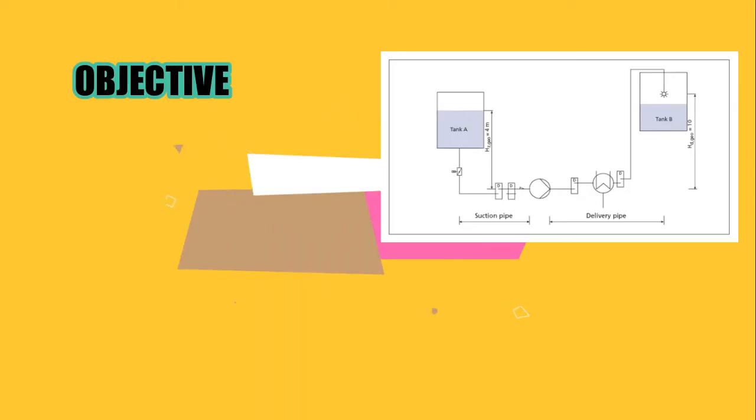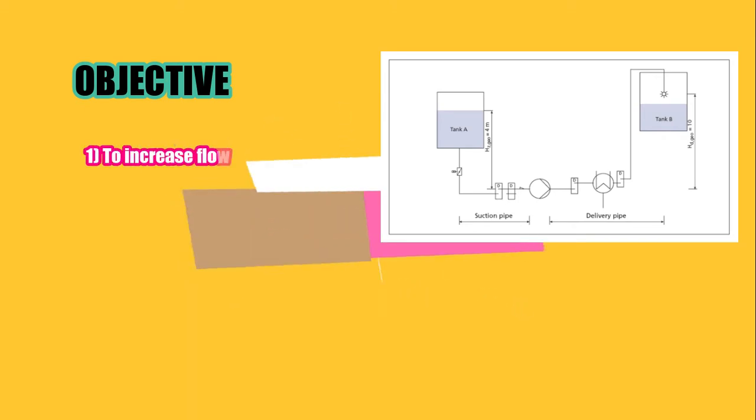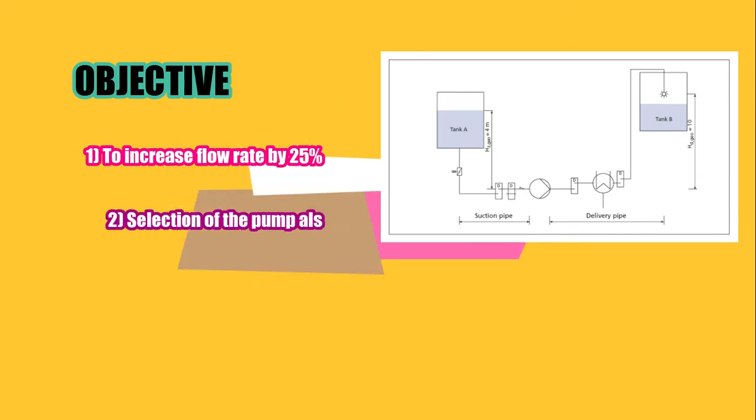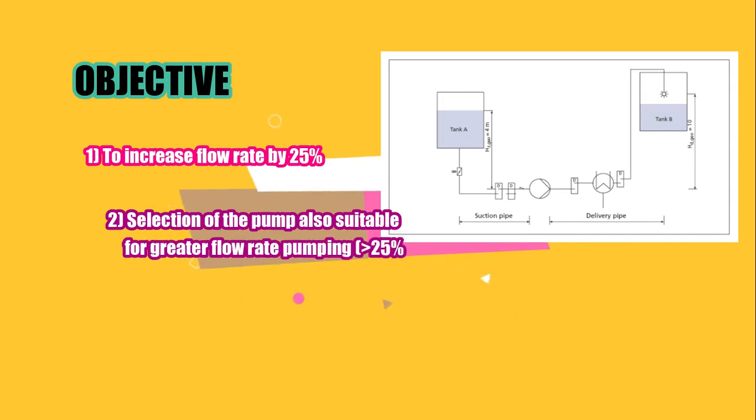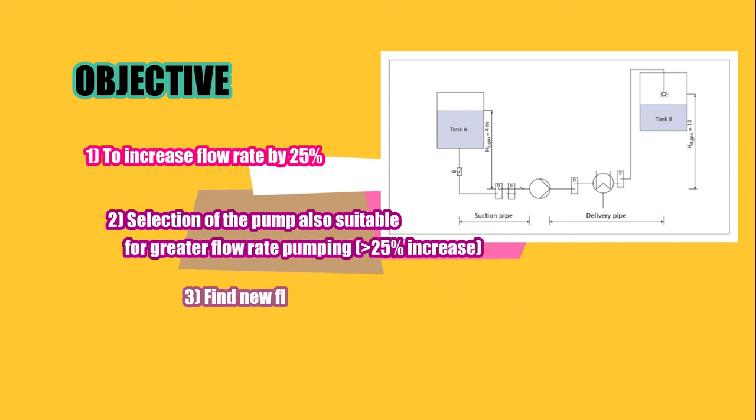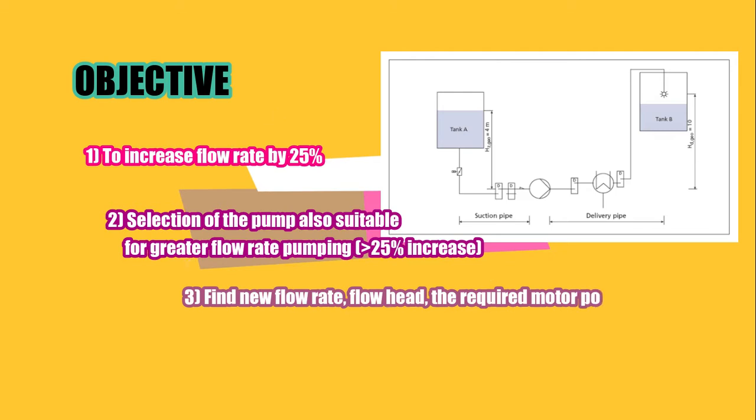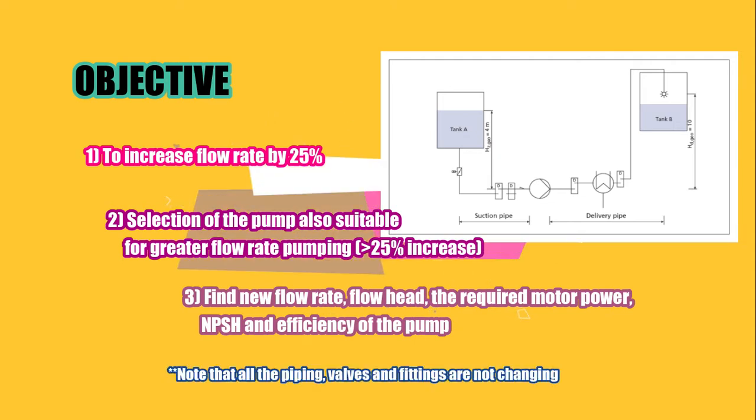The objective of this project is, firstly, to increase the flow rate by 25%. Secondly, the selection of the pump must also be suitable for a greater flow rate, more than the 25% increase. Thirdly, based on the new flow rate, we have to find the new flow head, the required motor power, the NPSH, and the efficiency of the pump. Note that all the piping, valves, and fittings are not changing.